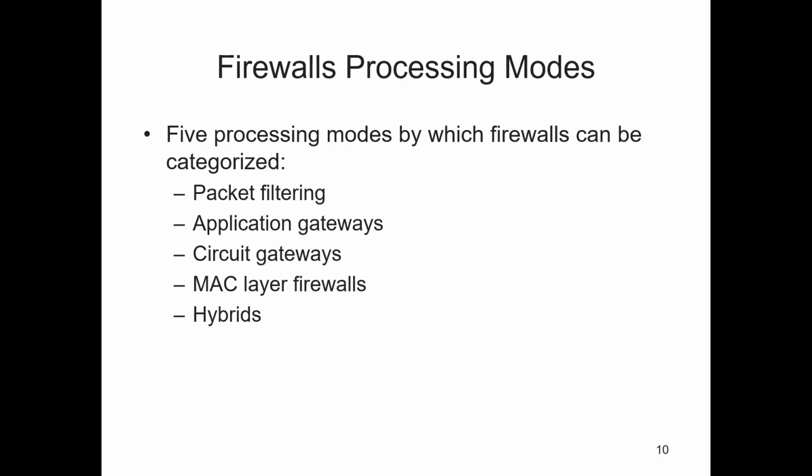Firewalls can be categorized by the processing mode, the development era, and the intended structure. Processing mode categorization includes packet filtering, application gateways, circuit gateways, MAC layer firewalls, and hybrids.